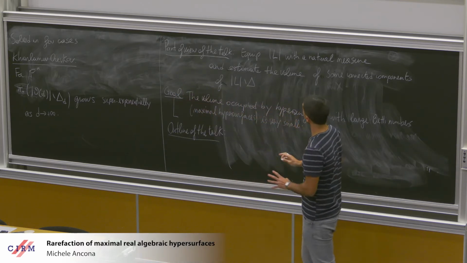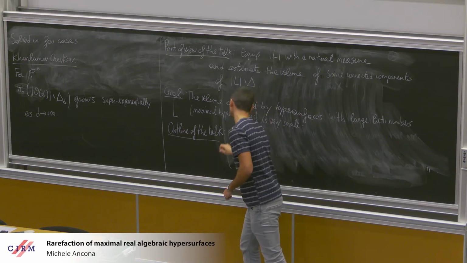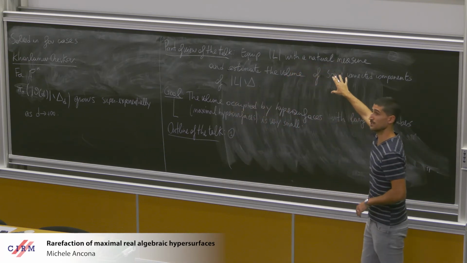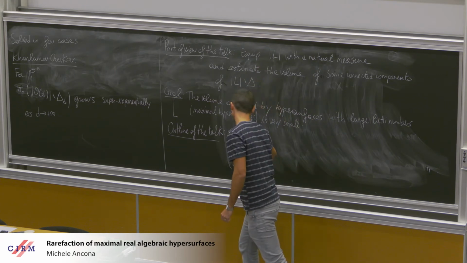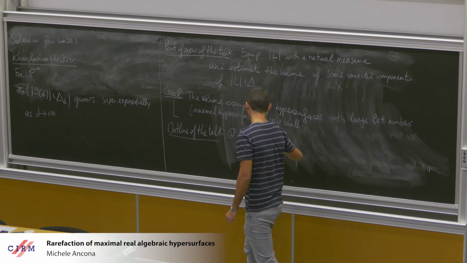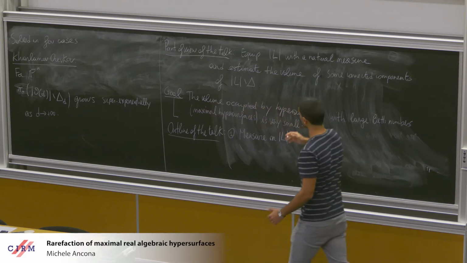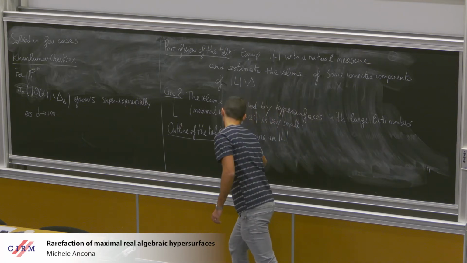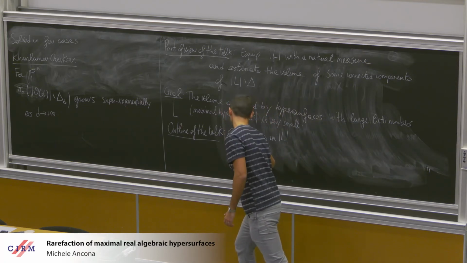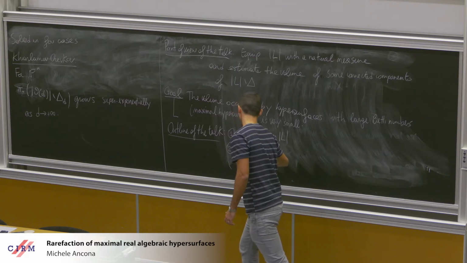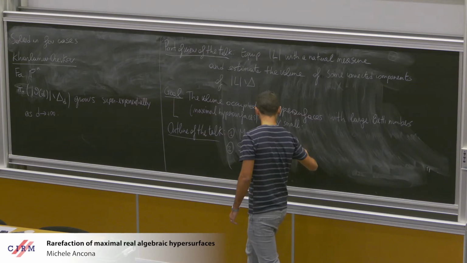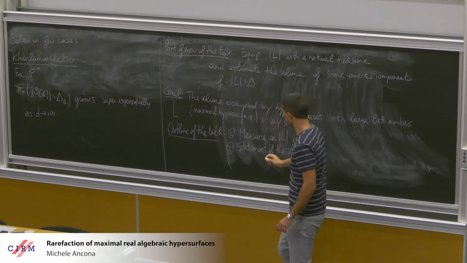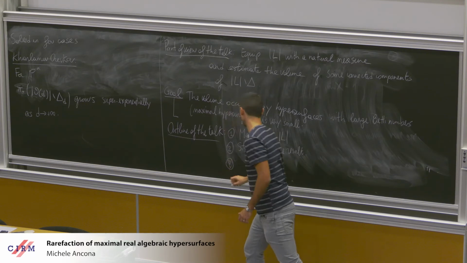So this is very briefly the introduction. I will start by describing the measure I will use for the linear system. Then I will state a more precise result, and then I will give the proof of the main result.